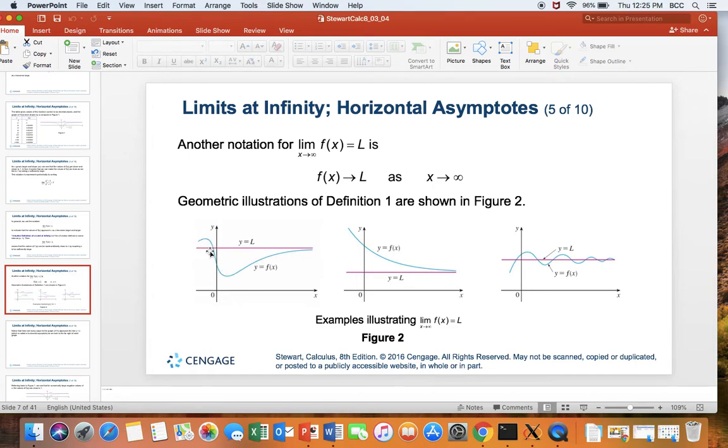Okay, here, it crossed the horizontal asymptote once and then never again. But here, it crosses your horizontal axis infinitely many times, and that's okay. All right.